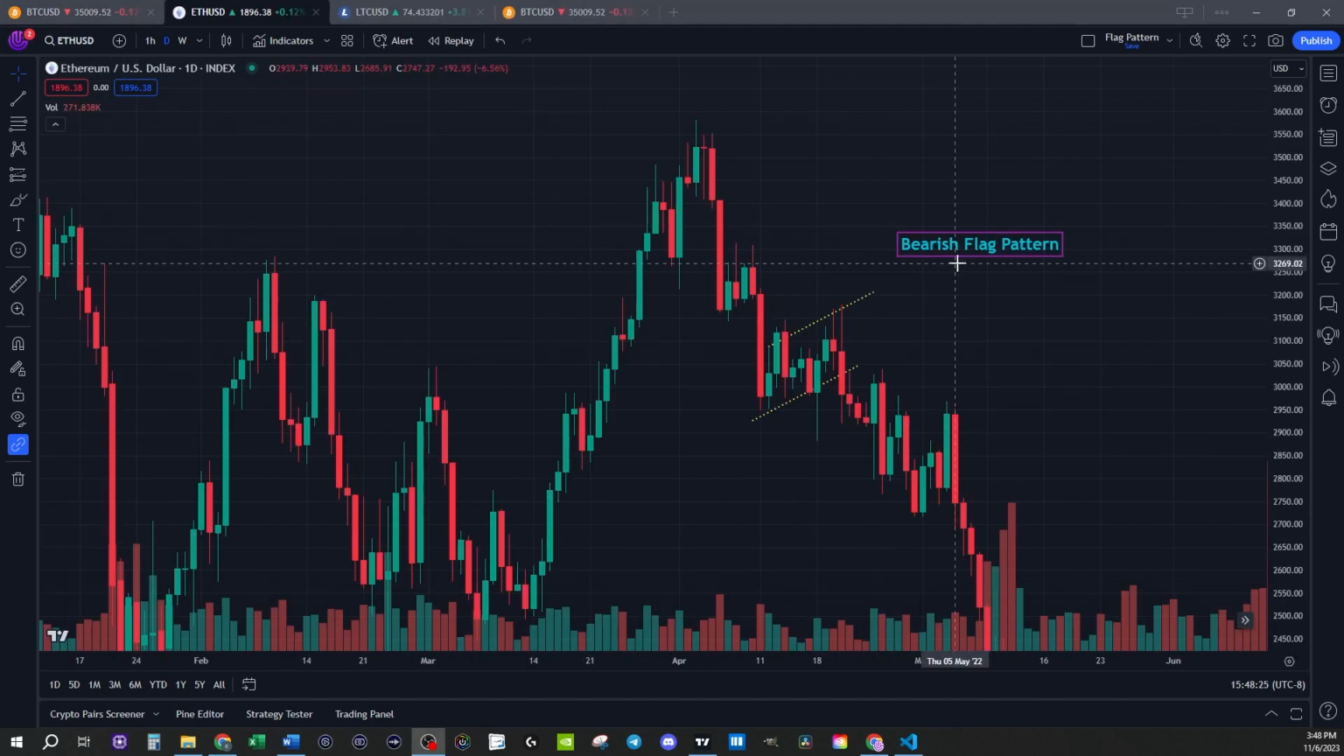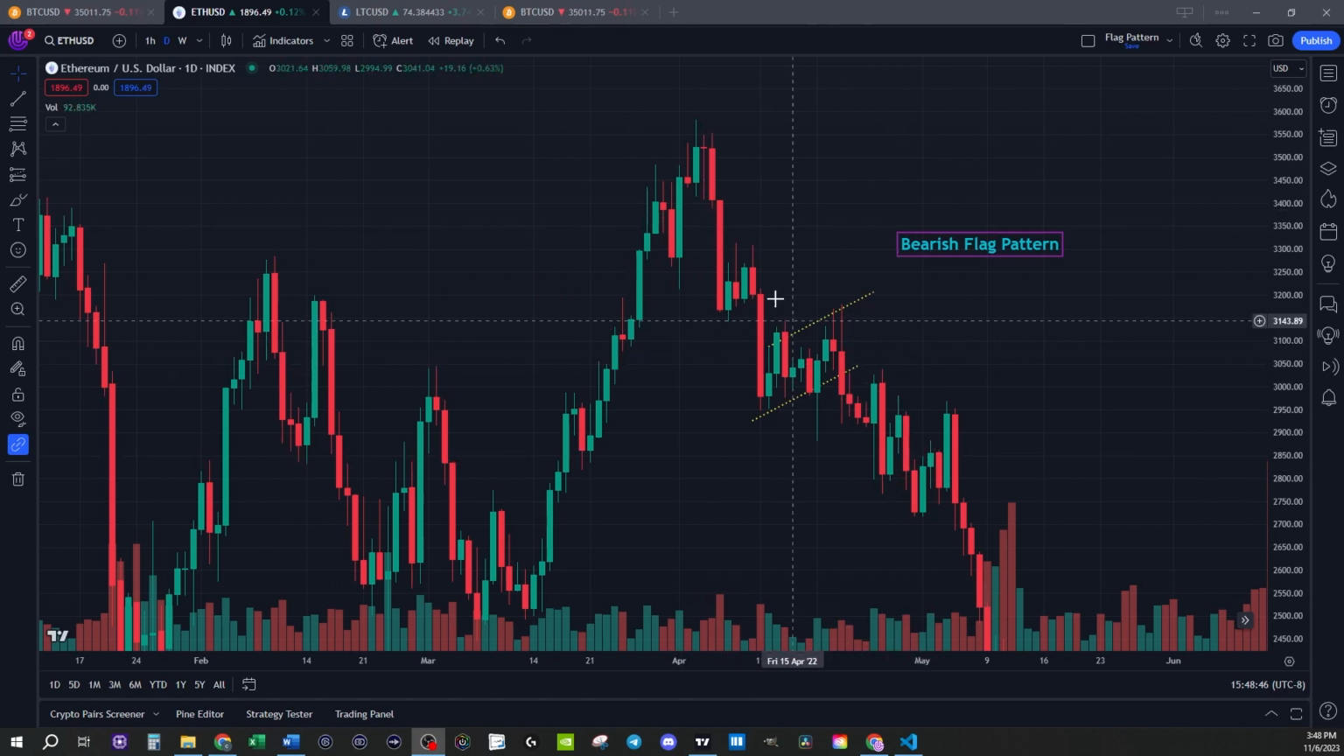Next up, we have flags. Flags are usually short term, about 1 to 4 weeks, or about 20 days worth of bar patterns. So we look for these patterns on lower time frames, daily and intraday. They're a quick counter trend consolidation pattern, which means they move in the opposite direction of the major trend.